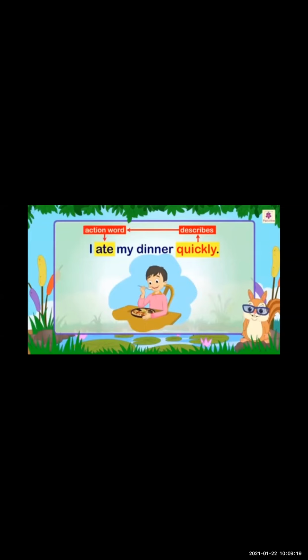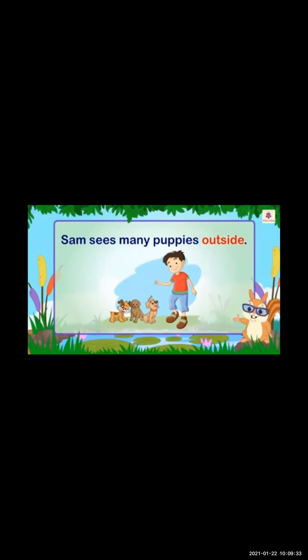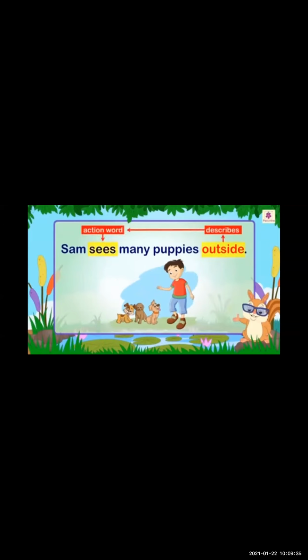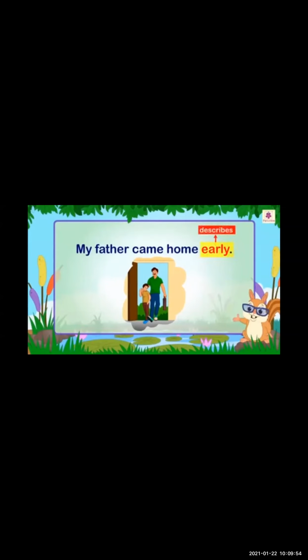Another example. Sam sees many puppies outside. In this example, outside tells us where the action happens. That is, outside describes the action word sees. Let us look at one more example. My father came home early. Here early tells us when the action happens. That is, early describes the action word came.